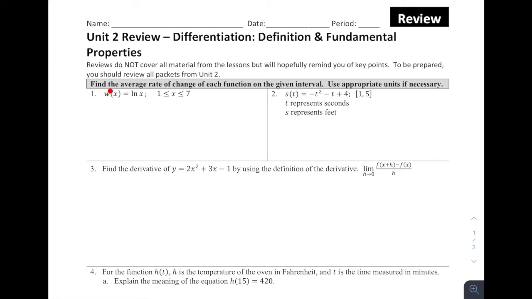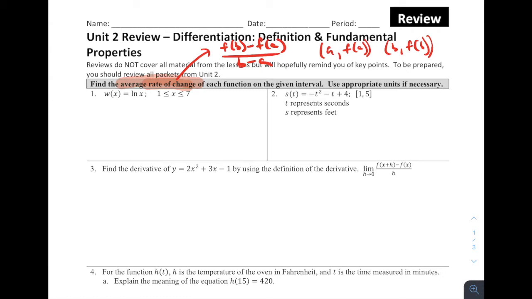All right, our first set of instructions says to find the average rate of change of each function on the given interval and use appropriate units if necessary. A reminder that our average rate of change is equivalent to the slope between 2 points. In general, we refer to the average rate of change as f of b minus f of a, all divided by b minus a. And that's for 2 points: a comma f of a, and b comma f of b.